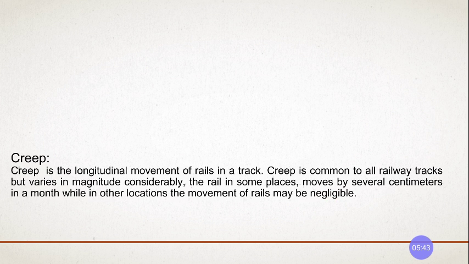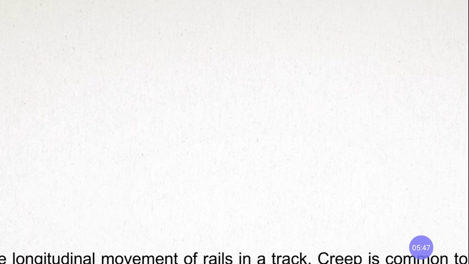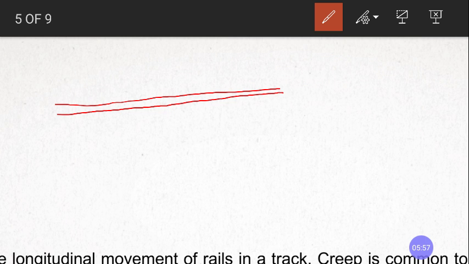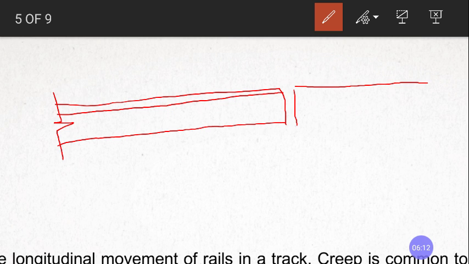If I want to show you, if this is your rail, this is the head and this is the bottom, the foot. This is the end of the rail, right? We provide some joints, like this.